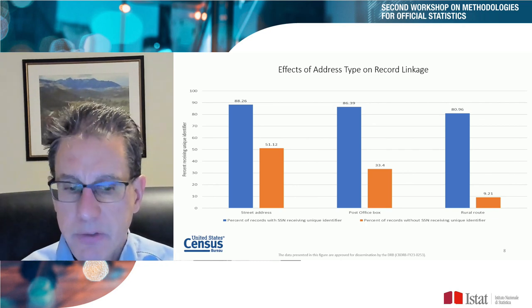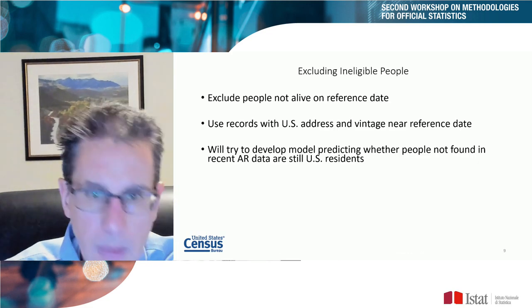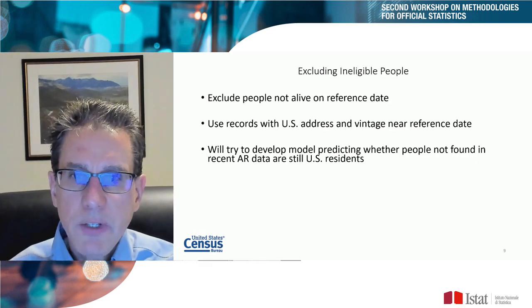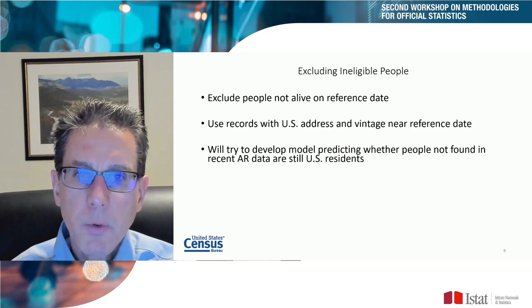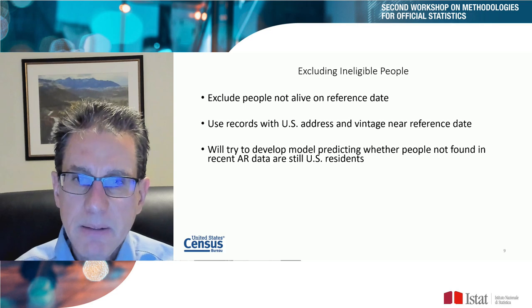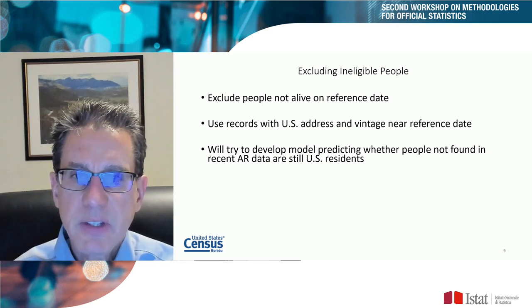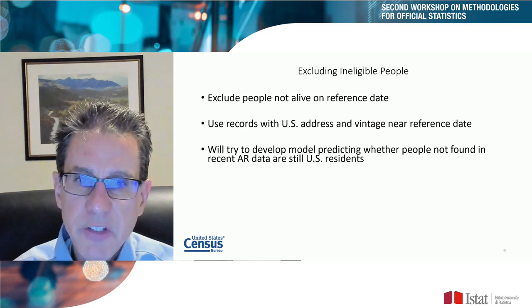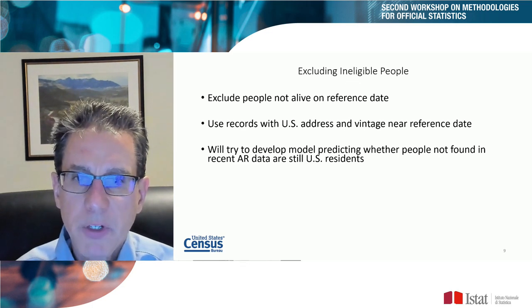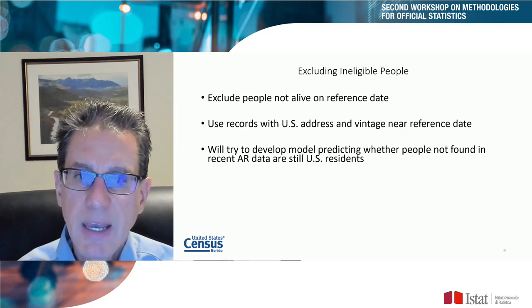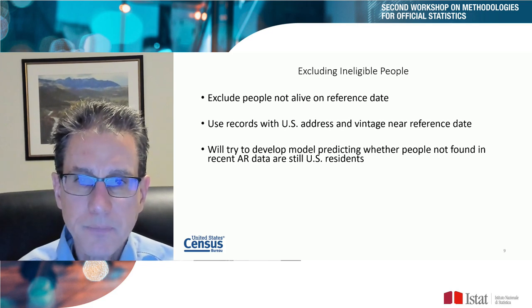Next slide, please. So, excluding ineligible people. We exclude people if they're not alive on the reference date. Now, one problem is that we don't always have death information about every person. And so a second thing is a signs-of-life approach, like the previous presentation was talking about. So they have a U.S. address and their vintage is near the reference date.